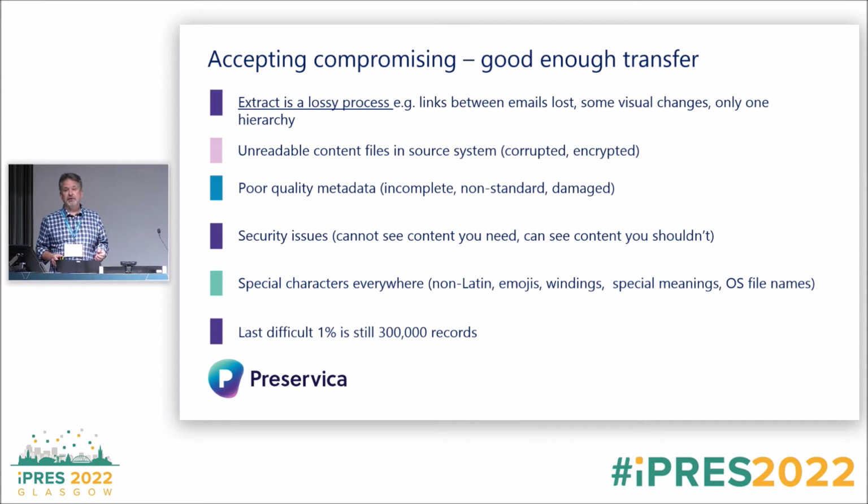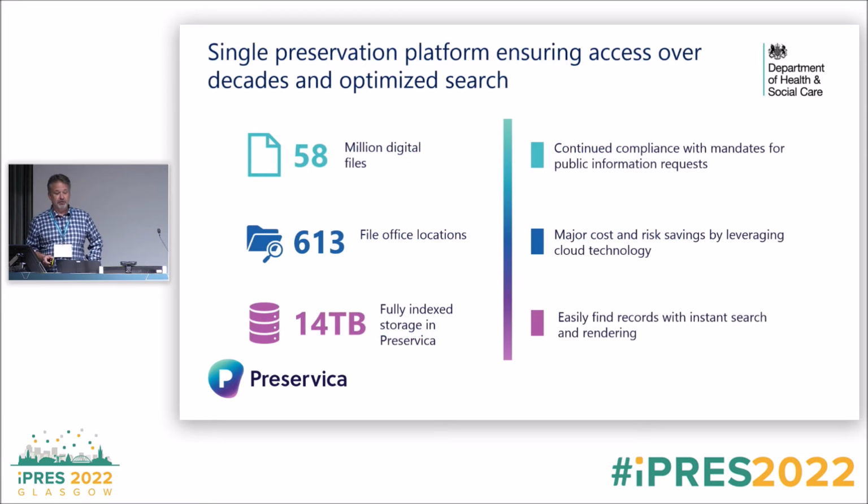Some of the content files are unreadable. Some are poor quality metadata. Welcome to our world. Security issues, nightmares of special characters, emojis, Latin characters, etc. And you end up with a 1% of difficult cases, but that's still 300,000 records. But we got them across. It took around 6 months to ingest them.